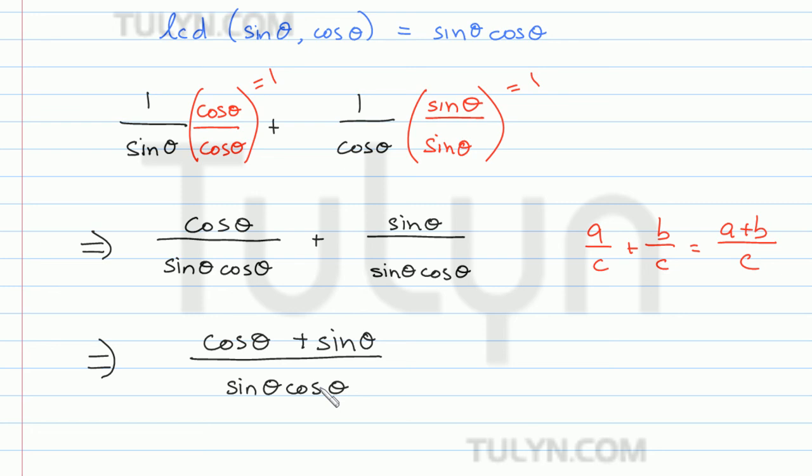And now, since there are no more identities we can use and nothing else we can do to reduce, this is the final form for our answer.